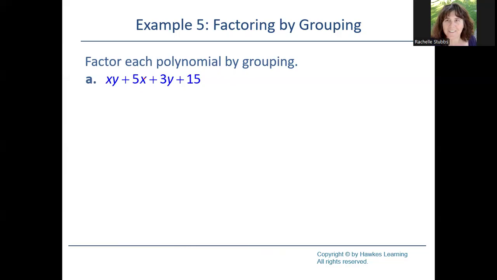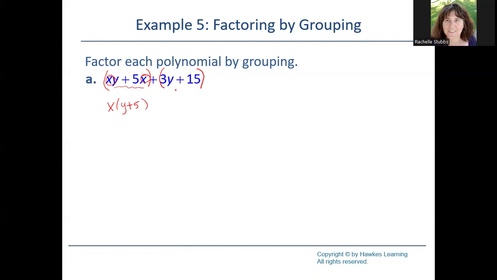But I'm going to do something. What if I grouped these 2 together, and I grouped these 2 together? And now I just look at them in their groups. Do these 2 in a group have anything in common? And the answer is yes, x. So I'm going to factor out the x. And that leaves me y plus 5.